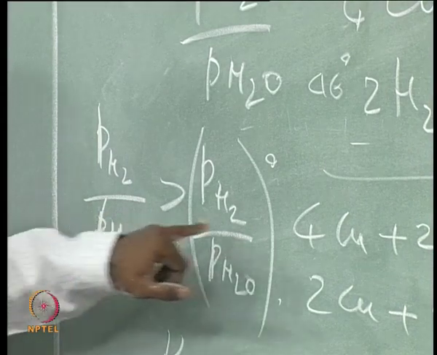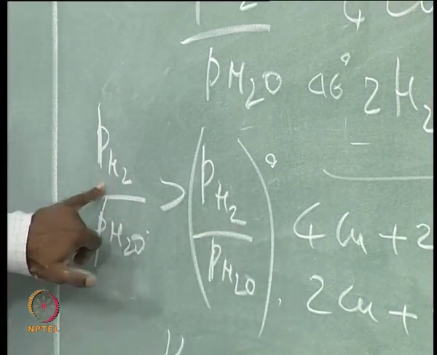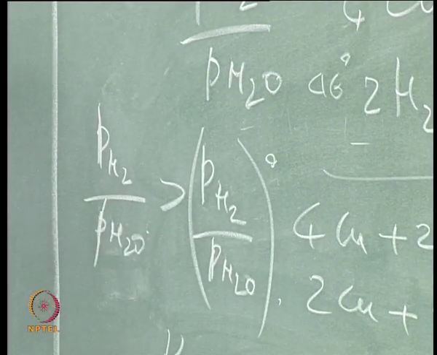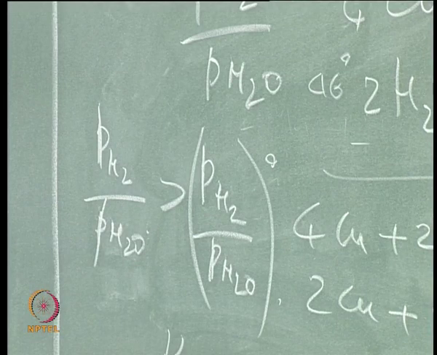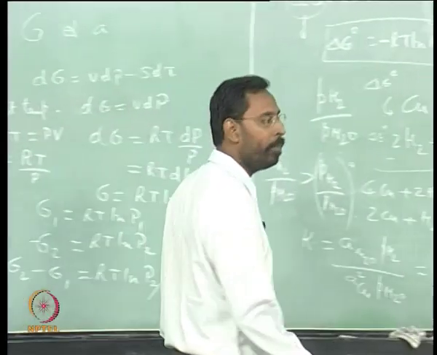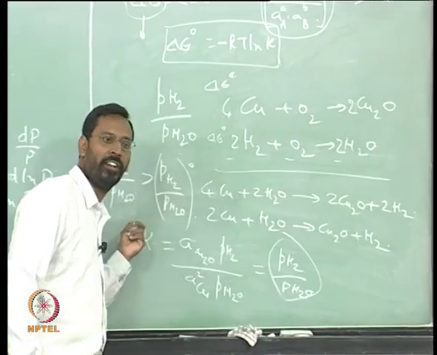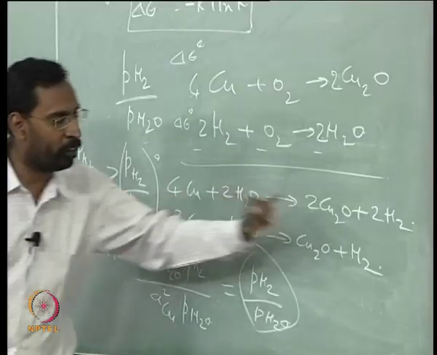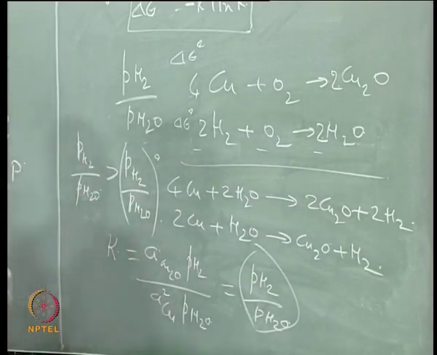If this is higher than this, then that means you have excess hydrogen inside the furnace than what is there for the standard reaction. If there is excess hydrogen, then that means what? The reaction will go in this direction. If this value is smaller than this, then the reaction will go in that direction. That means copper will get oxidized. So, this is very, very important whenever you are doing annealing.